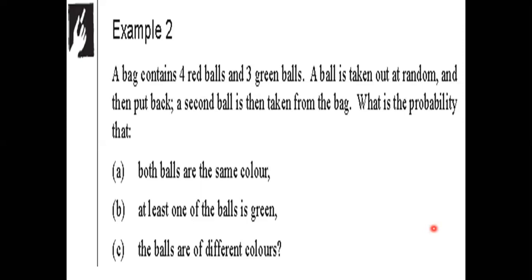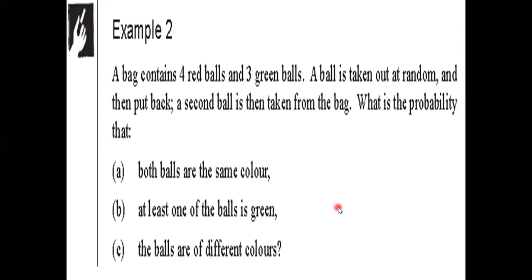In this case, I want you to take note of the second question that says at least one of the balls is green. When you hear the phrase at least, it means the particular number we're talking about and above. If you have the statement that says at most, it means the particular number we're talking about and below. So at least means the number and above.